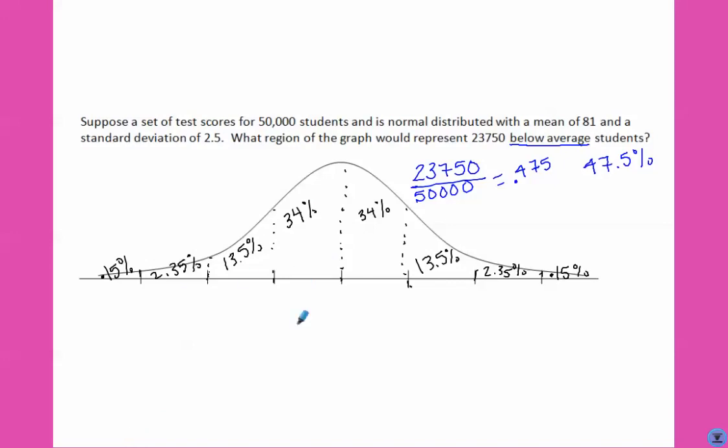So we need as many sections as it'll take to get to 47.5%. We also know they're below average. Where's our average? That's our mean, which is right here. So we know we're shading on this side of the picture. How would we get 47.5? Well, this is the only one with a 0.5, so that's probably a good starting point. 13.5 plus 34 will give us 47.5. So we would shade in this section of the graph.